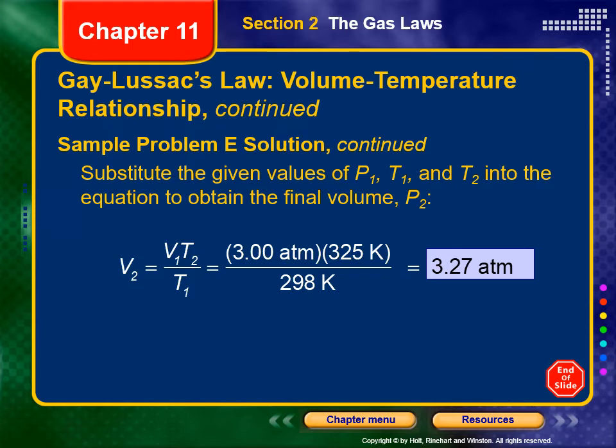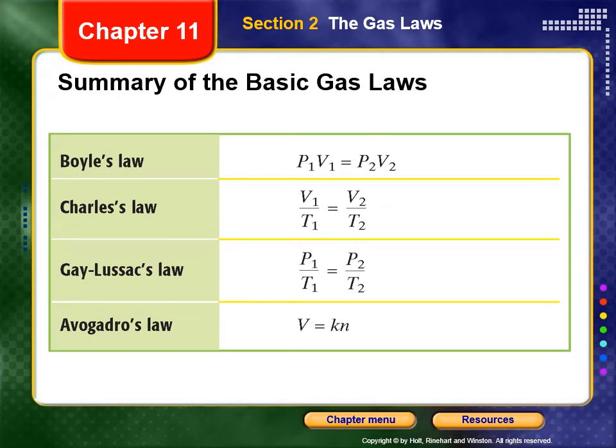A nice, easy problem. And don't forget that the units for your answer will be the same units that you used in the problem. So if you use atmosphere in the problem, you're going to get atmosphere in your answer. That's it. This is a summary of the basic gas laws. So far over the last couple of weeks, we've looked at Boyle's law, Charles's law, Gay-Lussac's law, and then Avogadro's law. Avogadro's law, we're going to get to that in a roundabout way. Right now, we're only going to look at the first three.